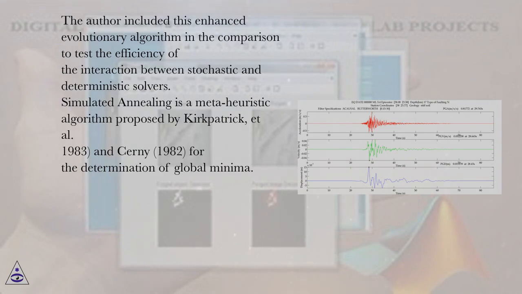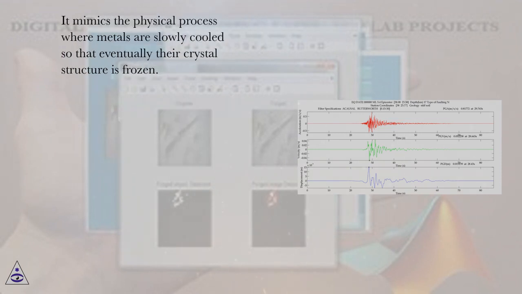Simulated annealing is a meta-heuristic algorithm proposed by Kirkpatrick et al. 1983, and Cerny, 1982, for the determination of global minima. It mimics the physical process where metals are slowly cooled so that eventually their crystal structure is frozen.